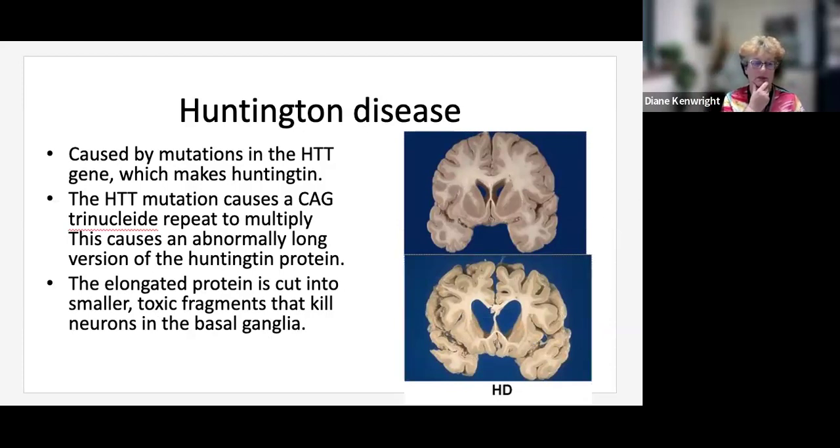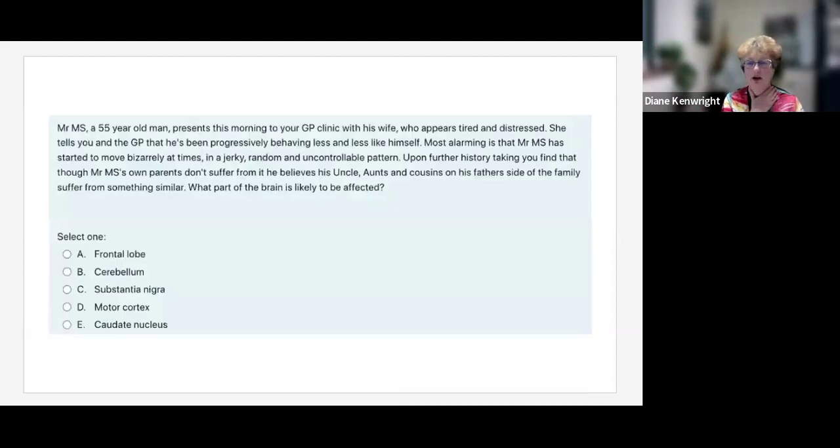So we can learn the symptoms from this next MCQ, I think. So here we go. The affected person moves bizarrely at times in a jerky, random, uncontrollable pattern. So hemiballismus, like this, is typical of Huntington's disease.